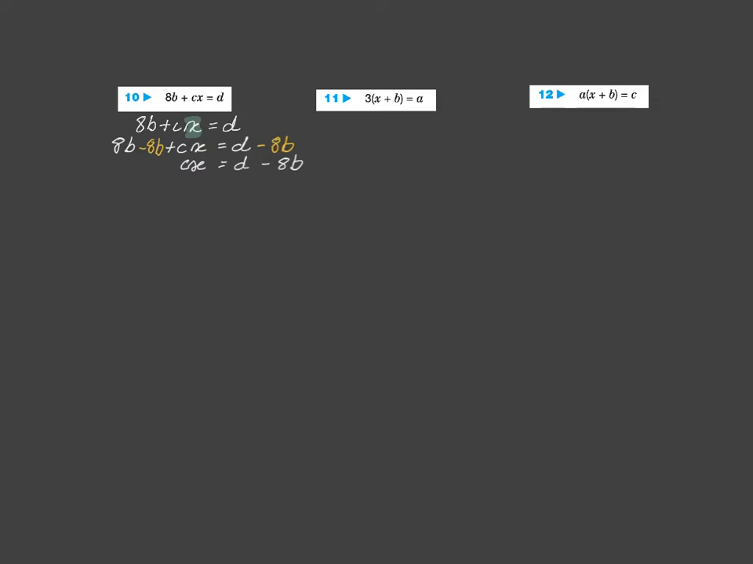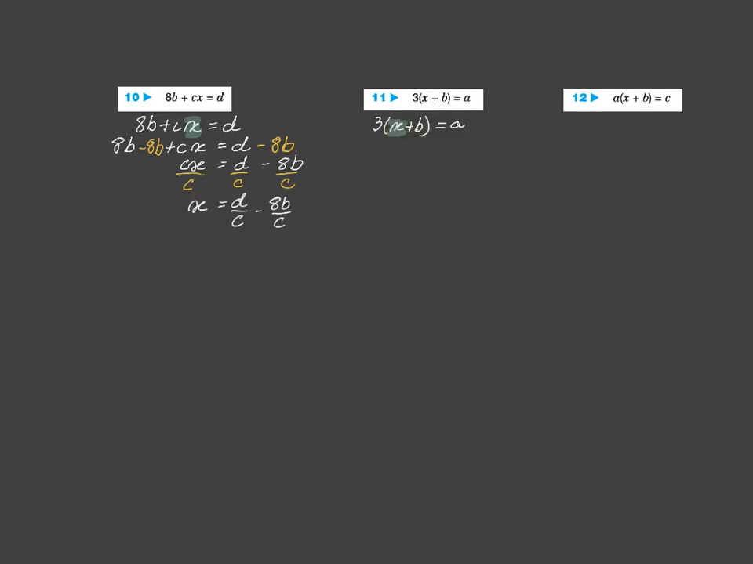To find x, you need to divide by c over here, and because remember that is c times x. So let's do that. Divide by c here, and divide each of these terms by c. On the left, you have c divided by c is 1, x is equal to d over c minus 8b over c.